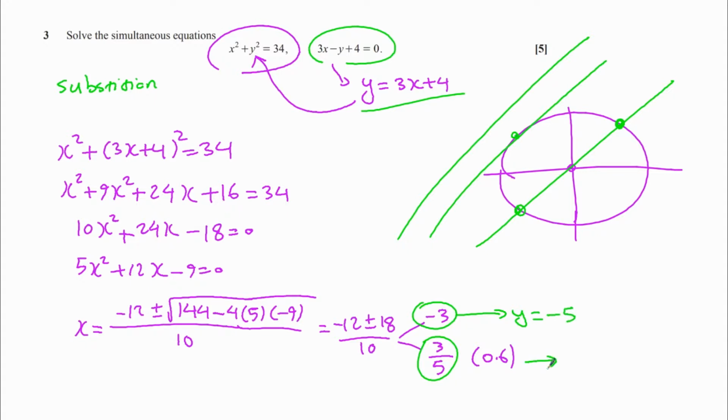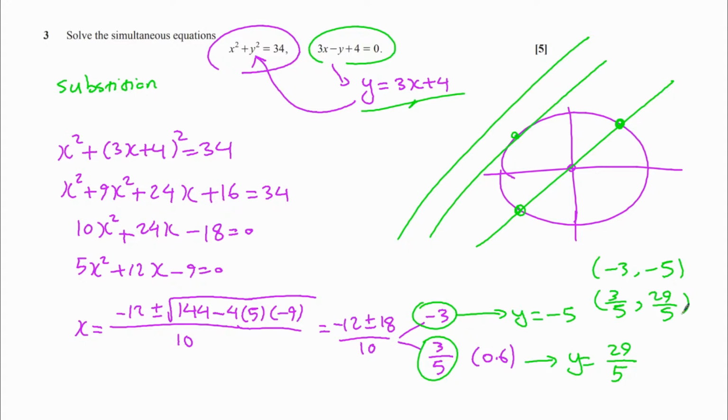And if x is 3 over 5, again replacing in here, y would be equal to 3 times 3 over 5, which would be 9 over 5, plus 4. 4 itself is 20 over 5, so this would be 29 over 5. So the answers for intersection, or if you like solving the simultaneous equation, would be minus 3 and minus 5, and 3 over 5 and 29 over 5.